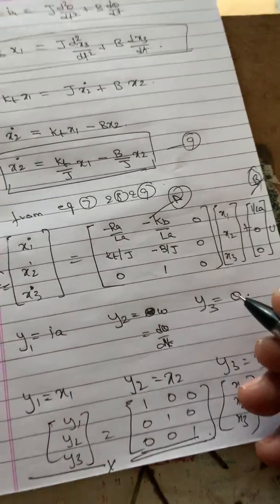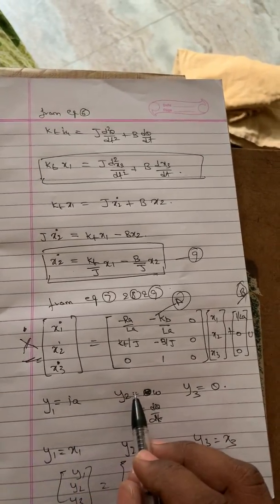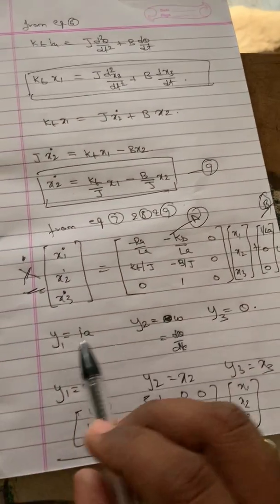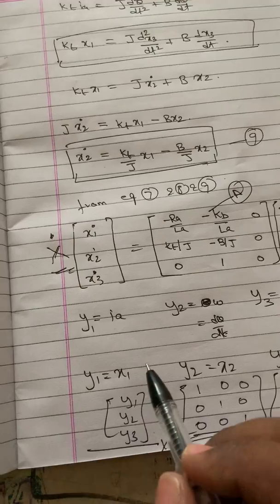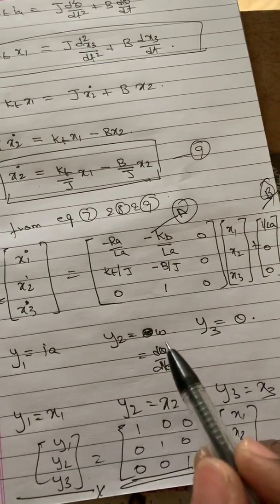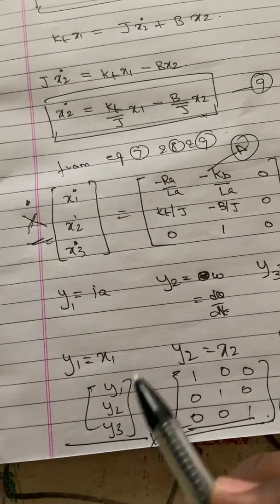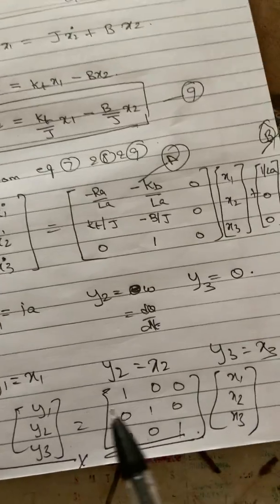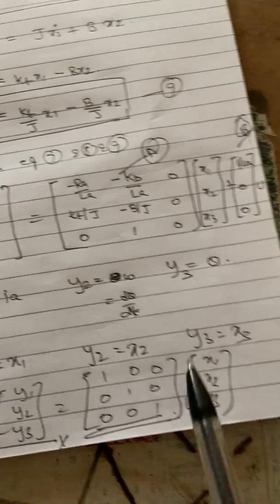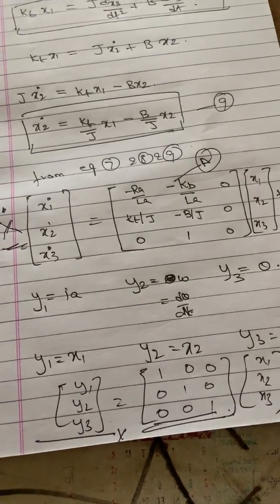So here in this case I would like to measure all three parameters, Ia, omega and theta. Relating these in terms of states, y1 is equal to x1, y2 is equal to x2, which we have already defined, and y3 is equal to x3. Giving it in matrix form, y1, y2, y3 is equal to the identity matrix times x1, x2, x3. This will make my output simple.